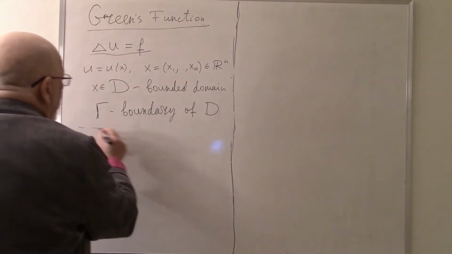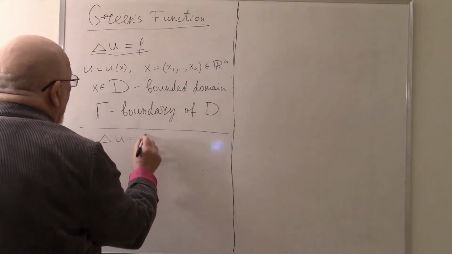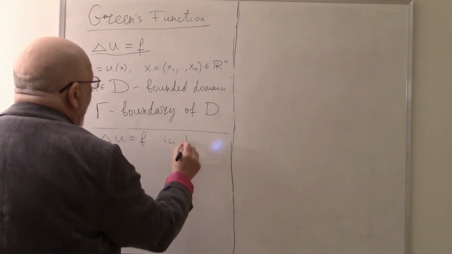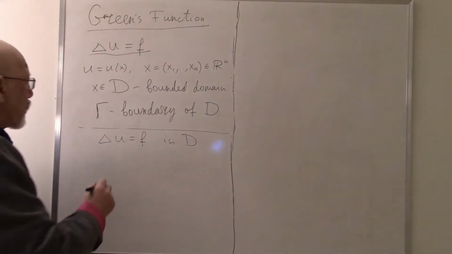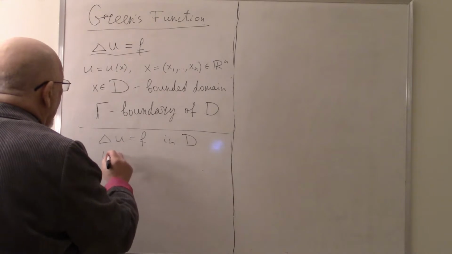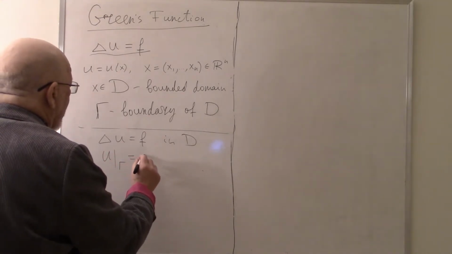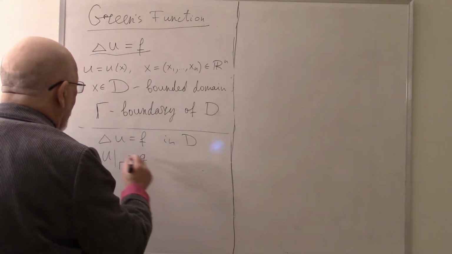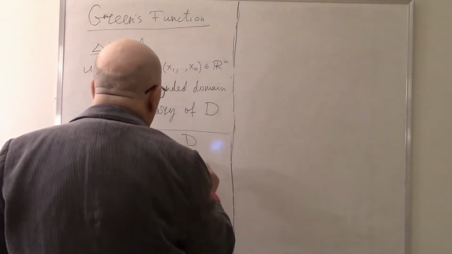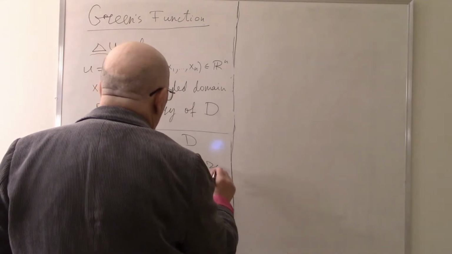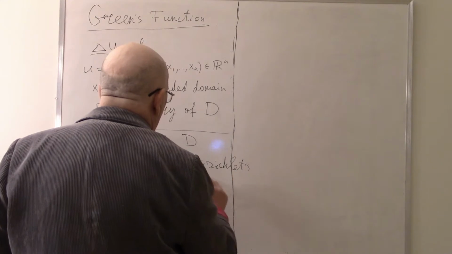And we usually consider two sorts of boundary conditions. Either u on the boundary equals some given function g. It is called the Dirichlet problem.